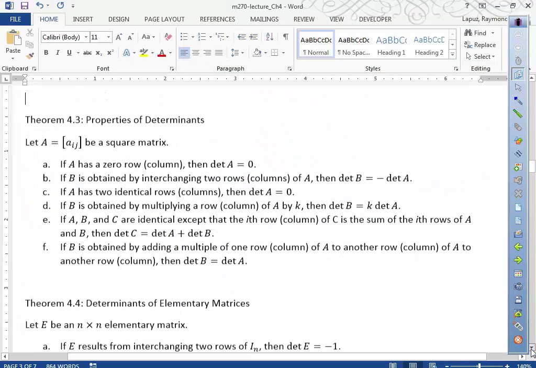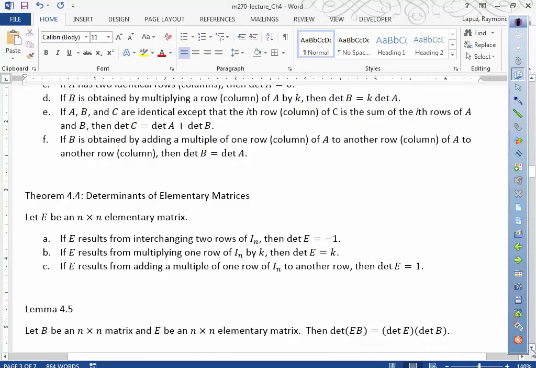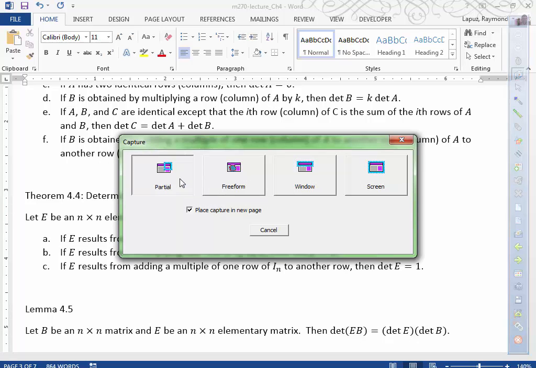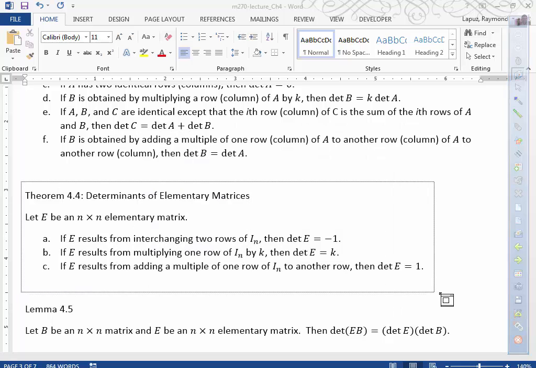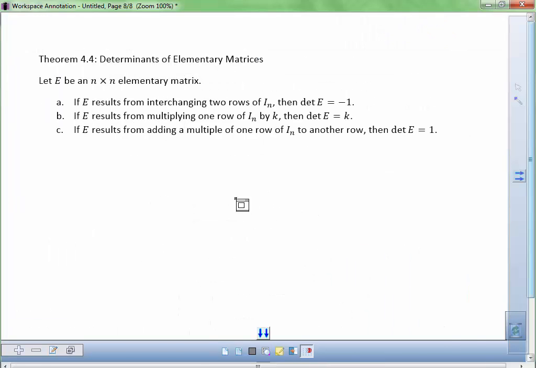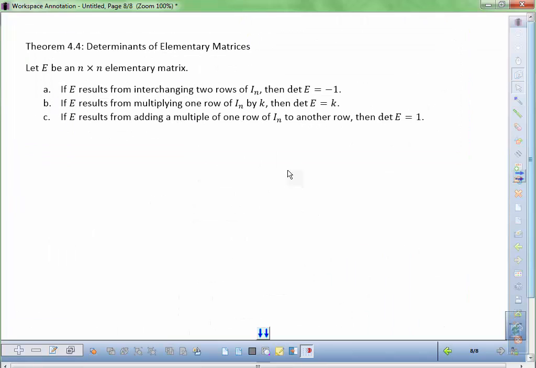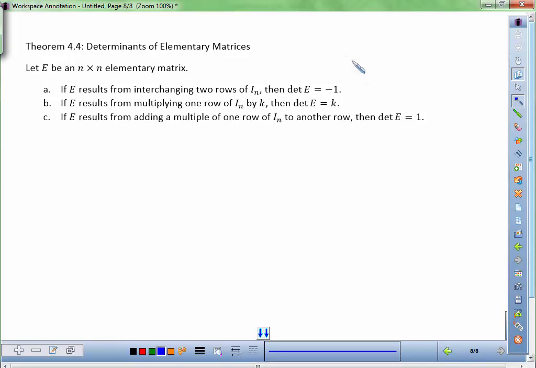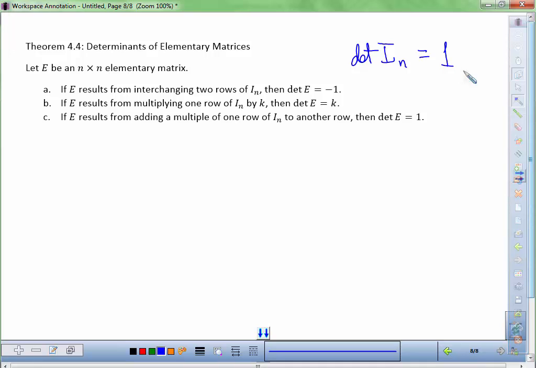So something a little easier and lighter is taking a look at the determinant of elementary matrices. By the way, the determinant of an identity matrix is 1, right? It doesn't matter what size it is, because it's just 1's on the diagonal and 0's everywhere else, and according to the upper or lower triangular business that we saw, it's just the product of the diagonals, and for the identity matrix they're all 1's.